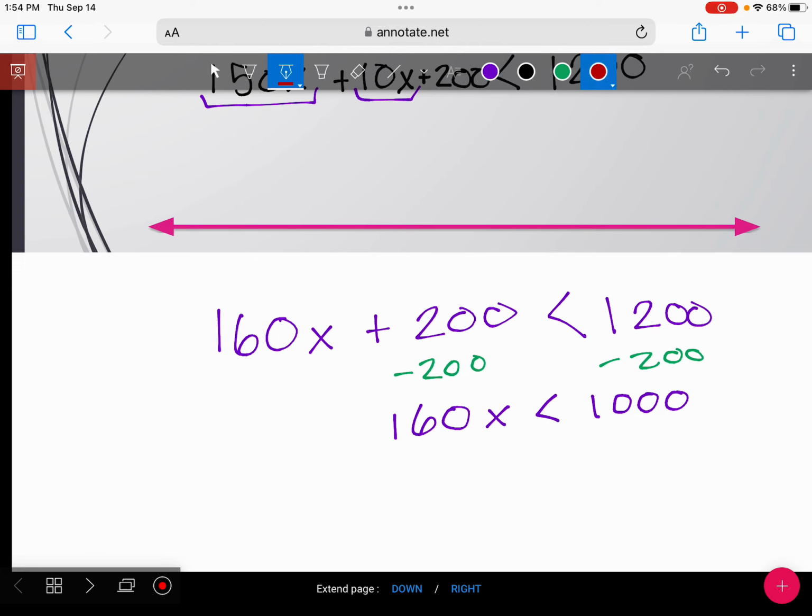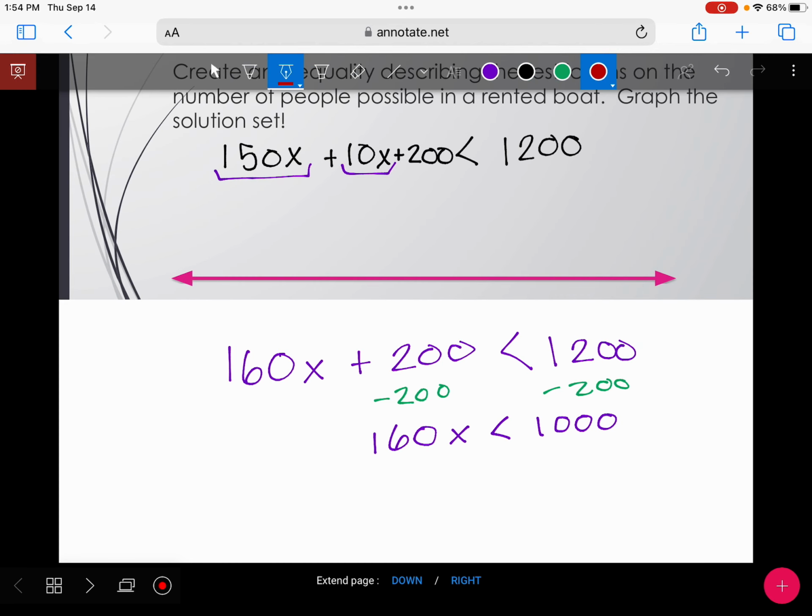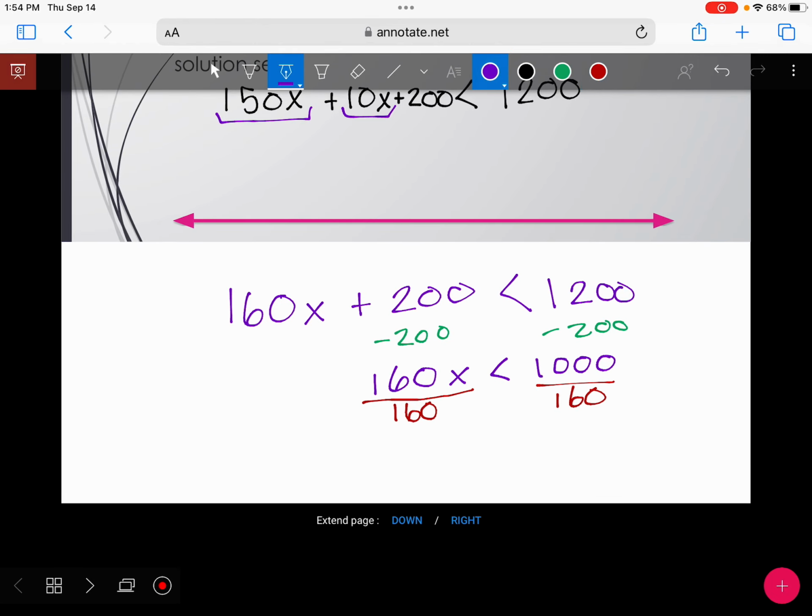Not going to be x squared. I had 150 apple pies plus 10 apple pies. They're the same. They didn't change. If I was multiplying is when we would get an x squared. We're trying to make it harder than we need to. So we're going to divide by 160. What do we get? X is less than 6.25.